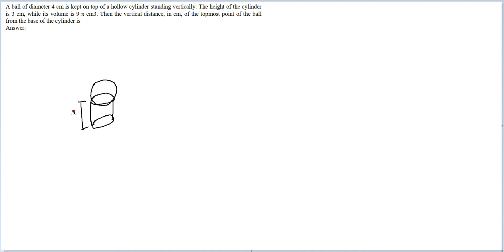If the height is 3 and the volume of the cylinder is 9 pi centimeter cube, volume of the cylinder is given by pi r square h, which has been given to me equal to 9 pi, and h has been given to me equal to 3. So pi and pi get cancelled. R square should be equal to 9 by 3, or r should be equal to root 3.